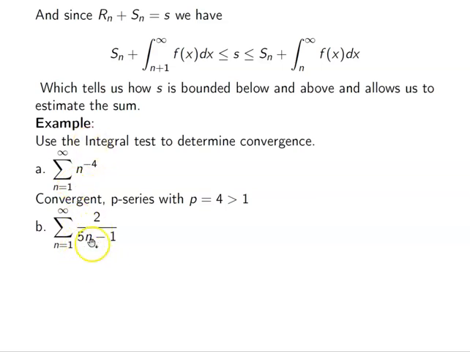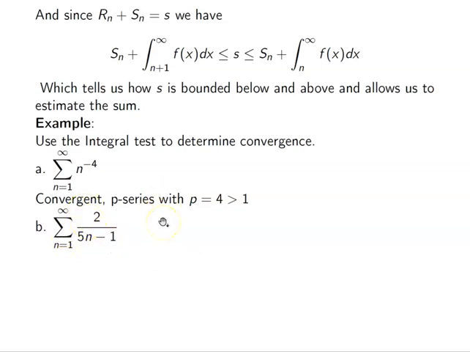It's sort of a shifted around harmonic series, right? Multiplied by 2, 5 in the denominator, minus 1. So it's not necessarily harmonic, but it's definitely not a p series. And so for this, we can take the integral.